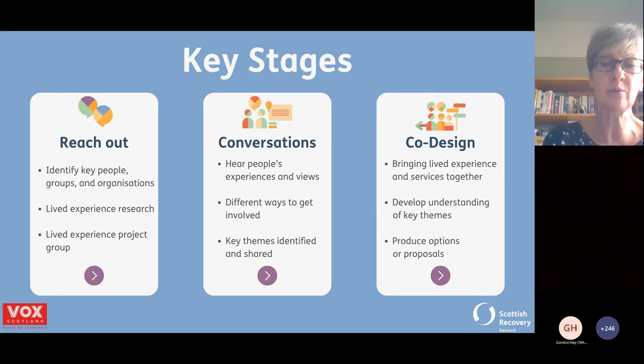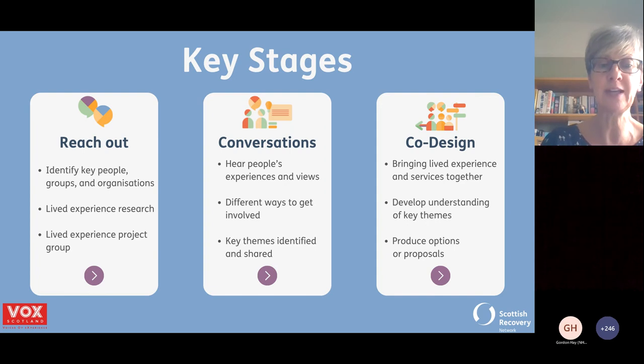We're also contacting lots of groups and organisations so that we can talk with them about how best we reach people. Because while we have this approach, we've got lots of space in it to listen and to adapt how we meet with people, how we talk to them, and how we provide spaces.